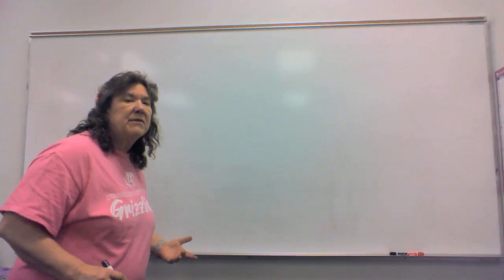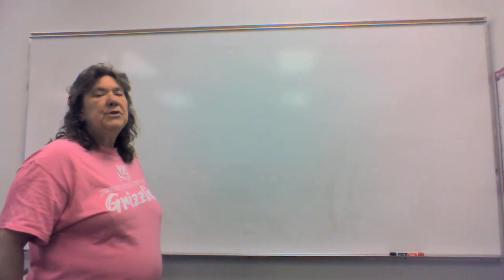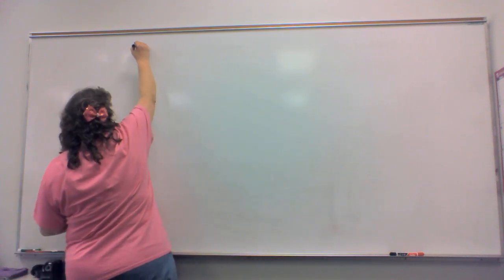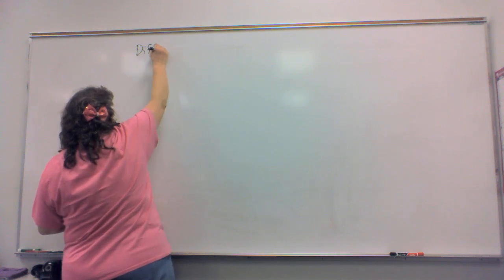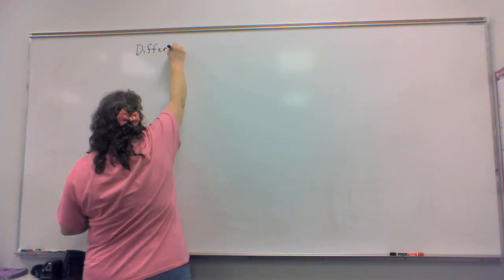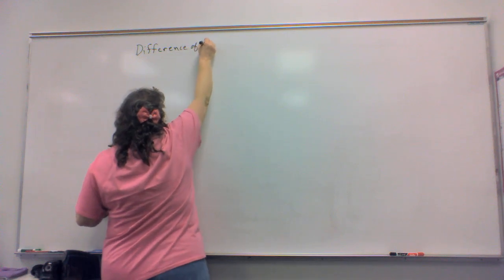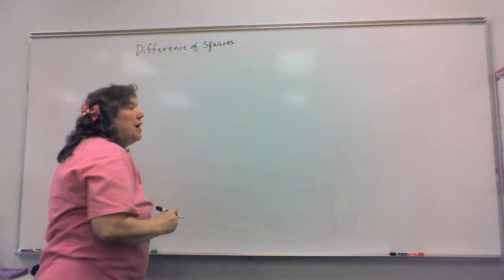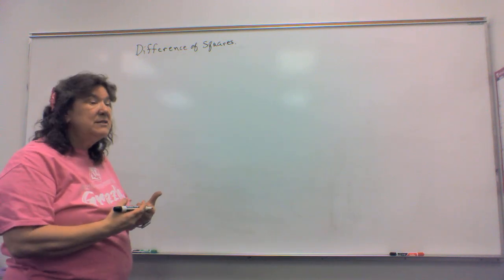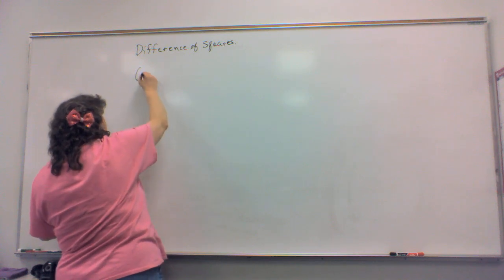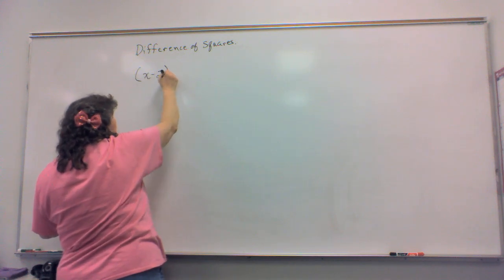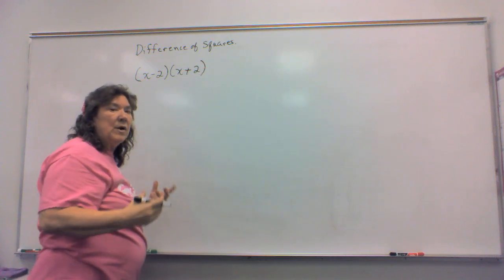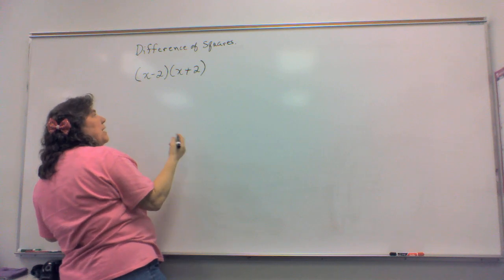Okay, the third method of factoring is what we're going to use when we see something that we call a difference of squares. If you will remember when I taught you how to do the multiplication of binomials, and you did multiplication of x minus 2 times x plus 2, what did that give you? It gave you a binomial.